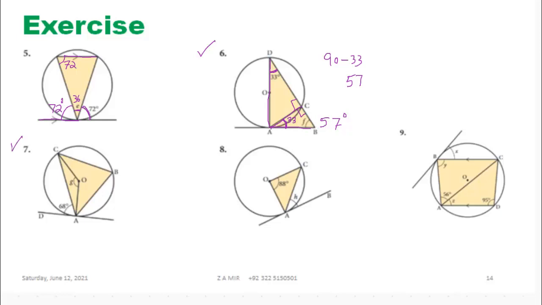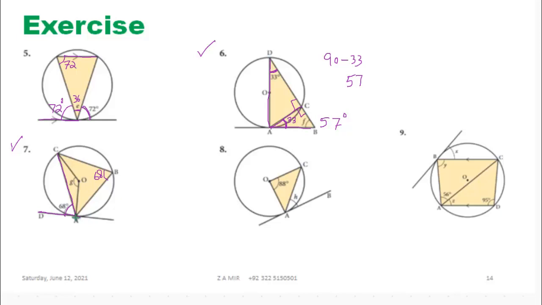Question number 7. This is the chord of the circle and this is the tangent line. The angle between the chord and tangent line is 68. Therefore, this angle will be 68 according to the alternate segment theorem.